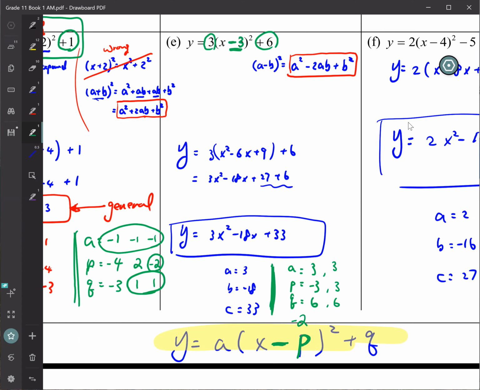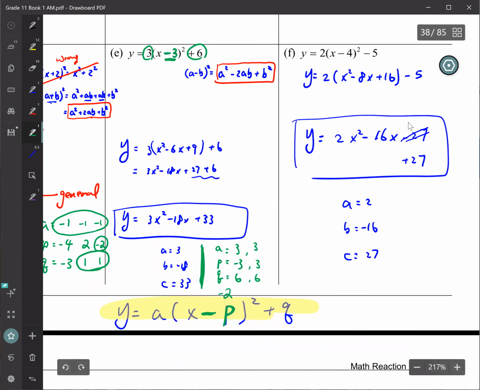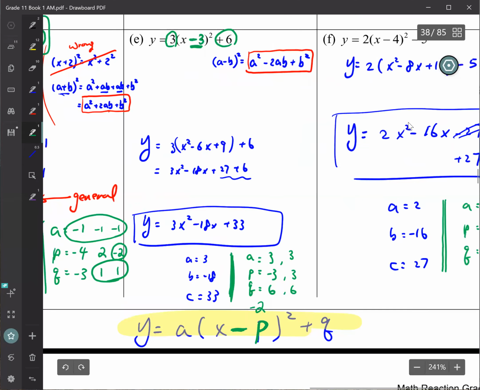Yes. Yeah, okay. So let's look at one more. Question F. Nathan, what's the APQ for F now? I don't really know this one. I'm not really getting it. Okay, let's go back to question E then. Yeah, Nathan?